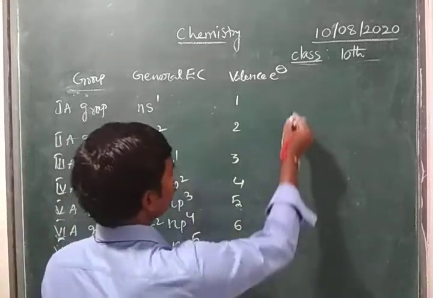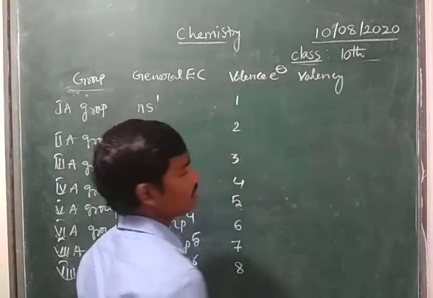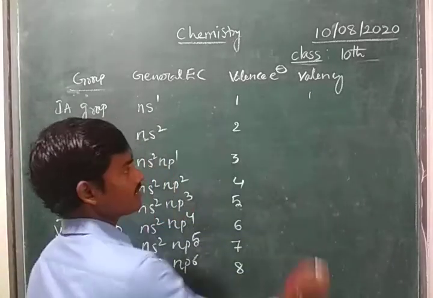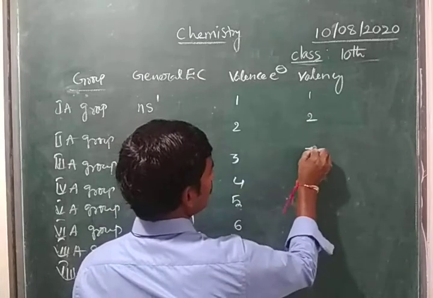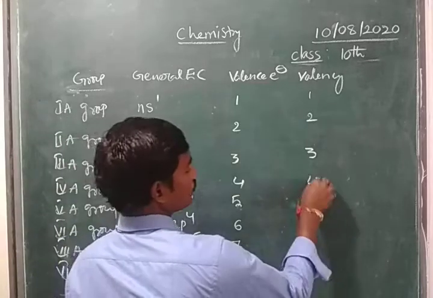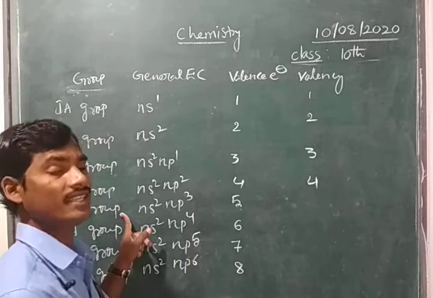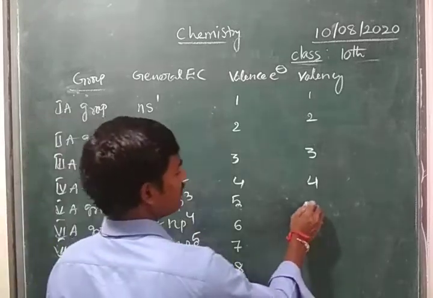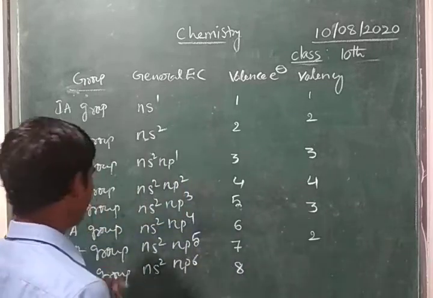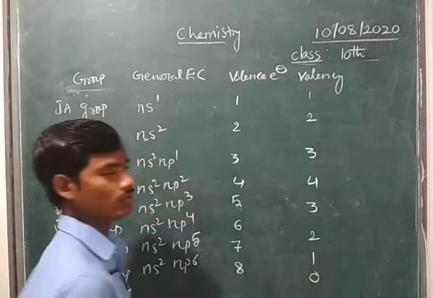Right children? Now coming to the valency. See here, what about valency? Here first A group elements valency is always 1. Second group elements valency is 2. Third A group valency is 3. Fourth A group elements valency is 4. But what about fifth A group, children? Fifth A group, 8 minus 5, means 3. Sixth A group, 8 minus 6, 2. And seventh A group, 8 minus 7, 1. Eighth A group elements valency is 8 minus 8, which is 0.